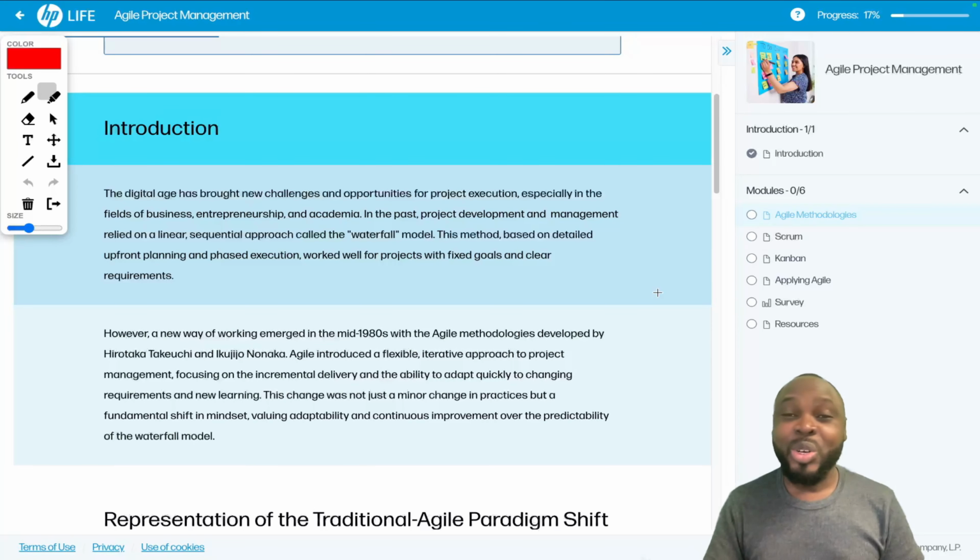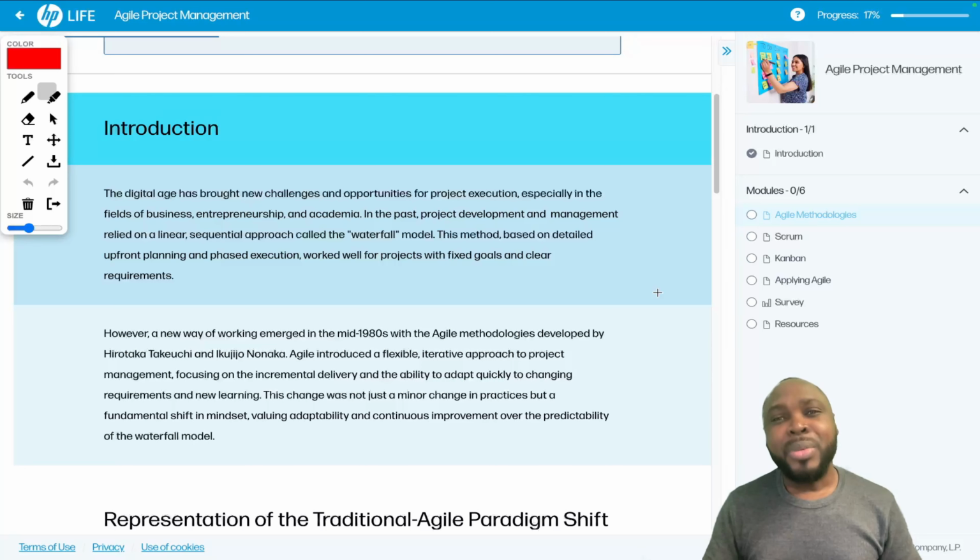Let's get started with the core of this course, which is the Agile Project Management Methodologies. And here we are on the HP Lives platform, where we'll be taking the short course. We started this course with a brief definition of what a project is, and we looked at the two major project management models, which are the waterfall, also called the predictive, and the agile methodology. And now we are diving further into the agile methodology.